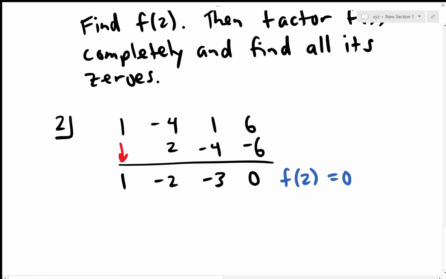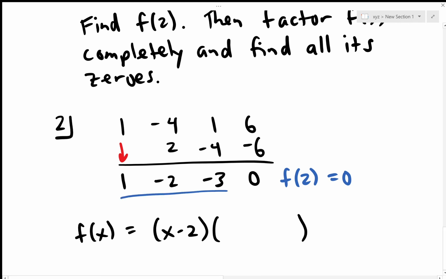But again, as I stated, this also gives us one of the factors. What we can say now is that the original function f of x, since x equals 2 is a 0, that means that x minus 2 is a factor of this polynomial. The other factor that we're getting here, we can obtain from the coefficients that we got when we did the synthetic division. So I'm talking about the 1, -2, and -3 here. Again, if we think about the synthetic division process and what the result would be, what this tells us is that we would have x squared minus 2x minus 3.